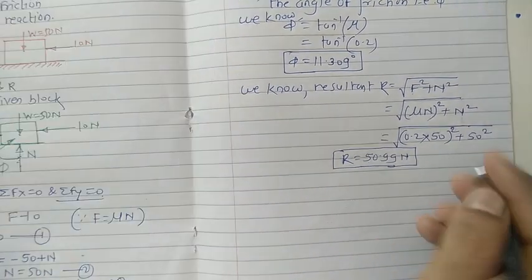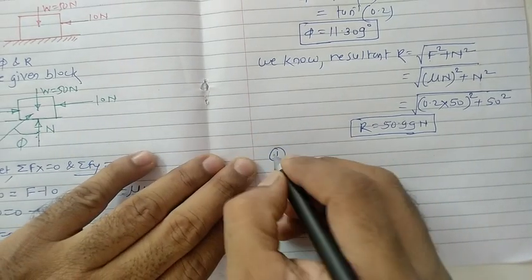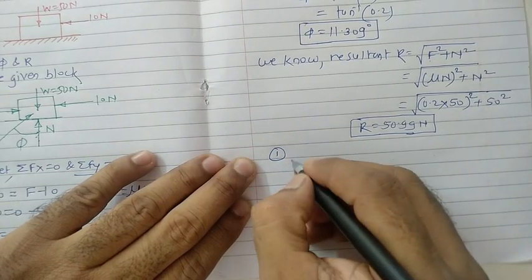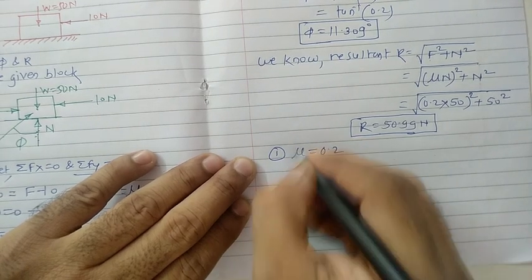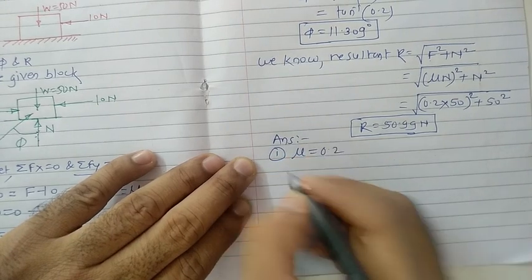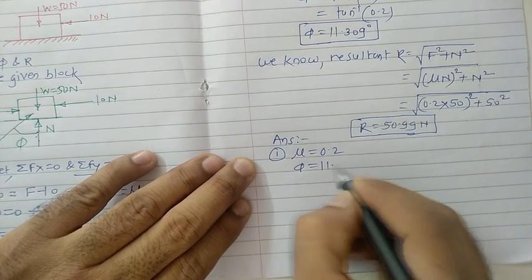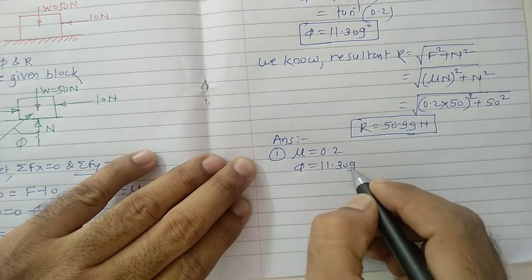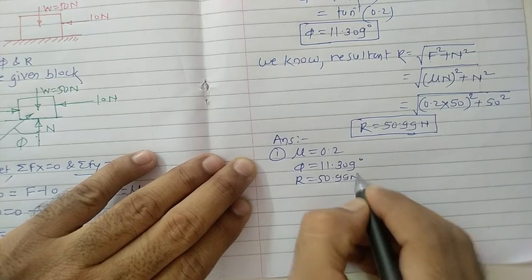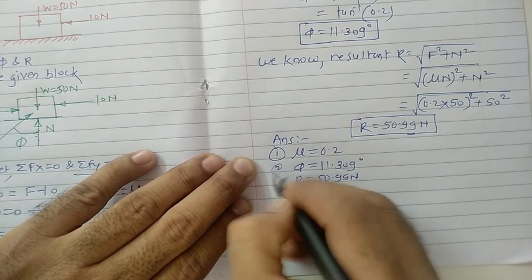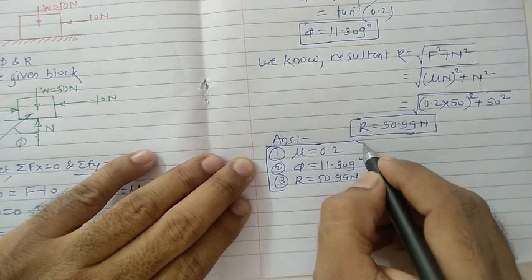Clearly mention your answers here. Make a list of the various points. First one is the coefficient of friction: just mention mu equals 0.2. Then the next one is the angle of friction, that is phi equals 11.309 degree. Then R equals 50.99 Newton. This is the answer for the problem.